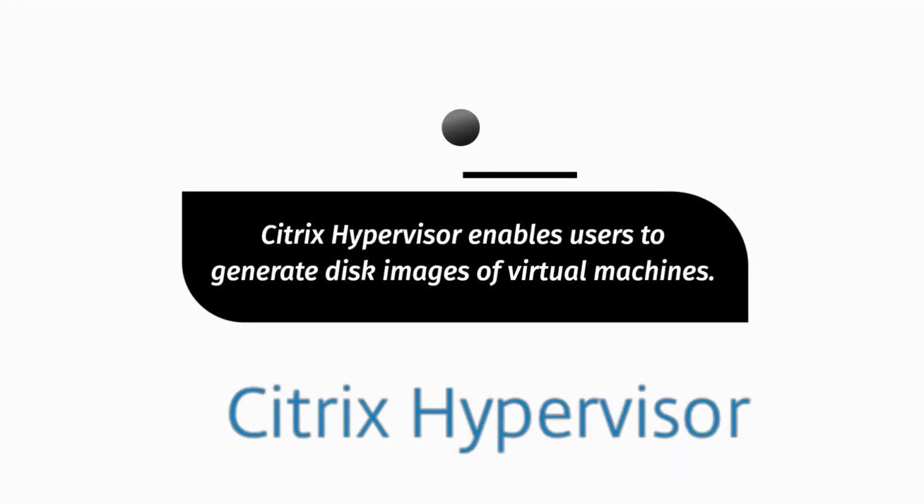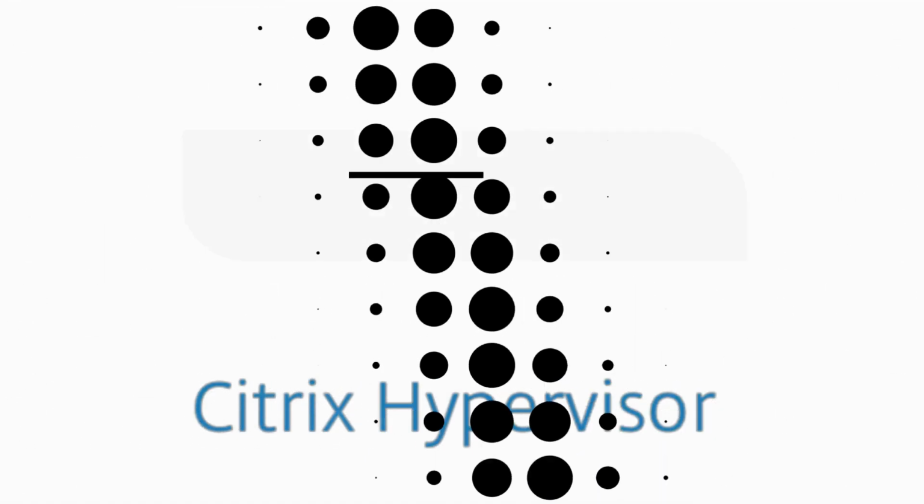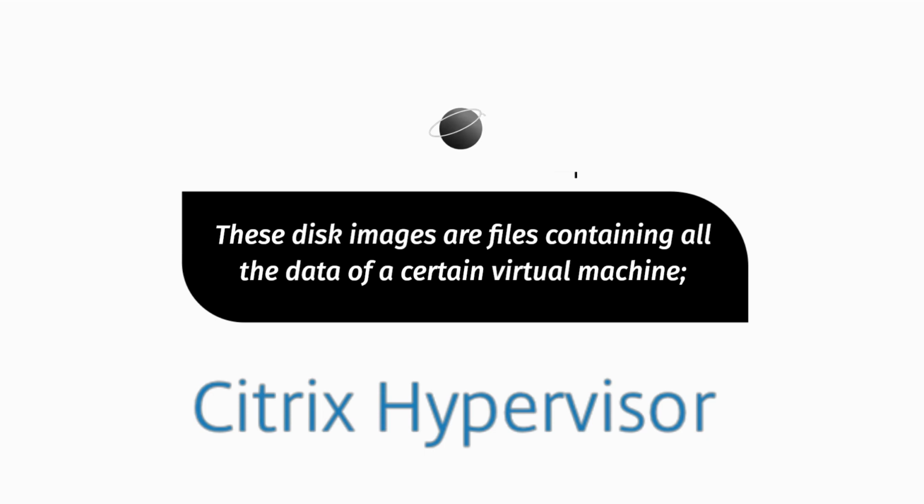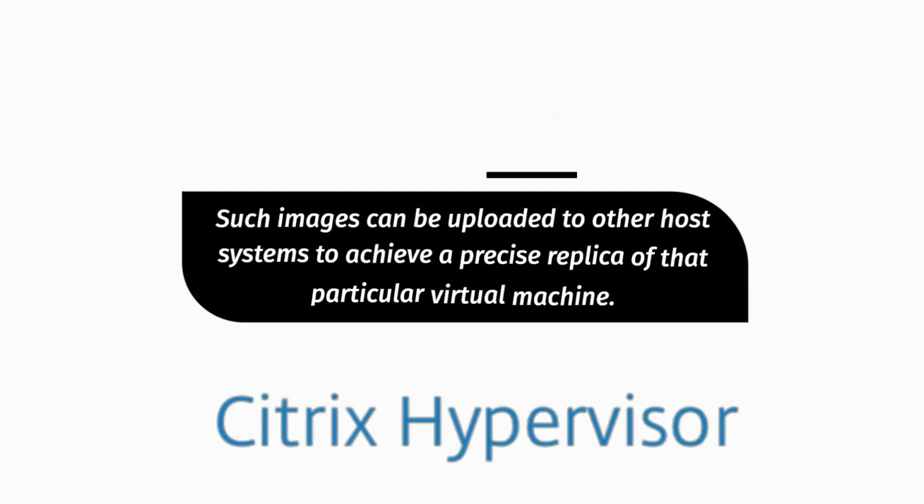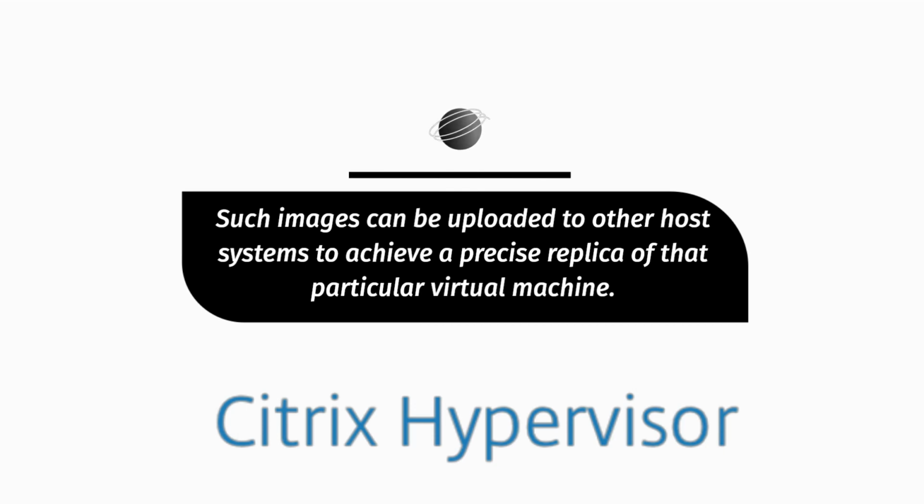Citrix Hypervisor enables users to generate disk images of virtual machines. These disk images are files containing all the data of a certain virtual machine. Such images can be uploaded to other host systems to achieve a precise replica of that particular virtual machine.